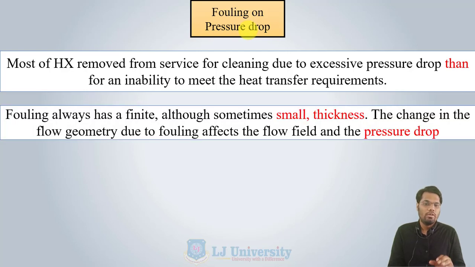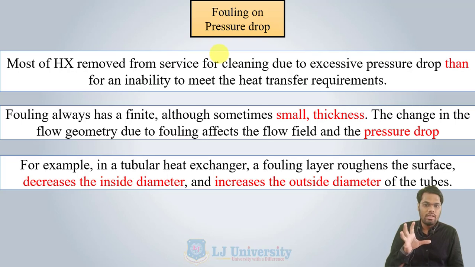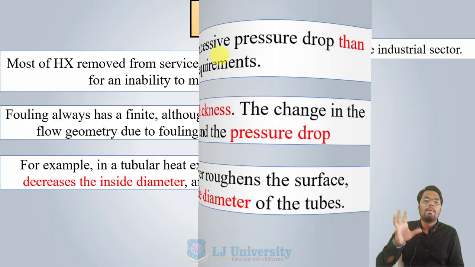Okay, so fouling always has a finite, although sometimes small, thickness. The change in the flow geometry due to the fouling affects the flow field and the pressure. What happens? As we have seen in the previous figure, due to the fouling there is a generation of a small thickness film at the inside surface of the pipe as well as at the outside surface of the pipe. Due to that unwanted film, there is a change in the geometry of flow. That film decreases the internal diameter as well as increases the outer diameter. In a tubular heat exchanger, a fouling layer roughens the surface, decreases the inside diameter as well as increases the outside diameter of the tubes, which results in the pressure drop.